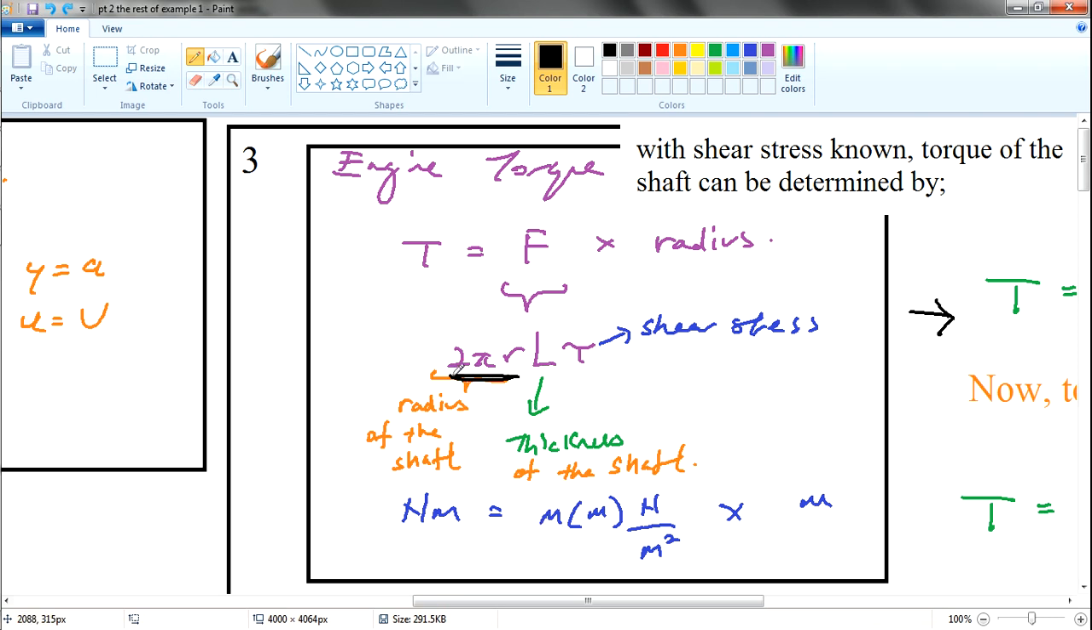Then 2 pi r, this component is only meter because only the radius has a meter, while pi is just a value with no unit. And L itself is the thickness of the shaft, so it's a meter. And then, this is not torque by shear stress. Shear stress is Newton per meter square, right?